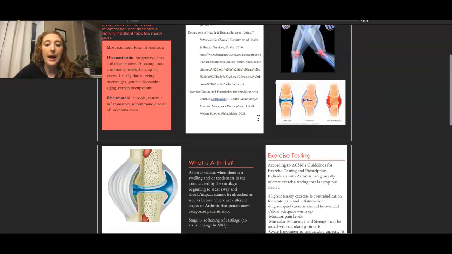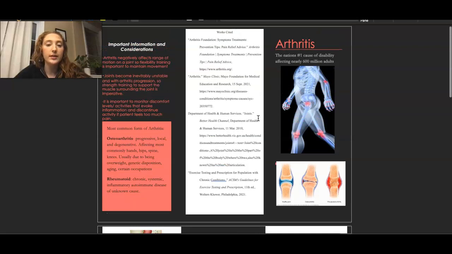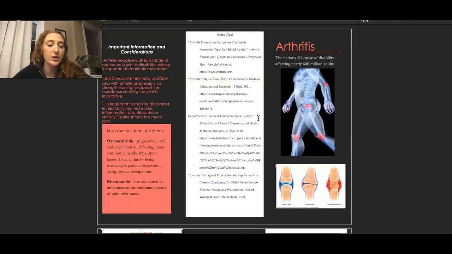Then moving into the back of the brochure here, left-hand side, is some important information and considerations. Arthritis negatively affects the range of motion on a joint, so flexibility training is really important to make sure that they can maintain everyday living, everyday activity movement. So whether it's going up the stairs, getting into their car, picking up their kids, picking up their grandchildren, going grocery shopping, those are movements that are realistic and they need to be able to maintain. So flexibility is really important for that.